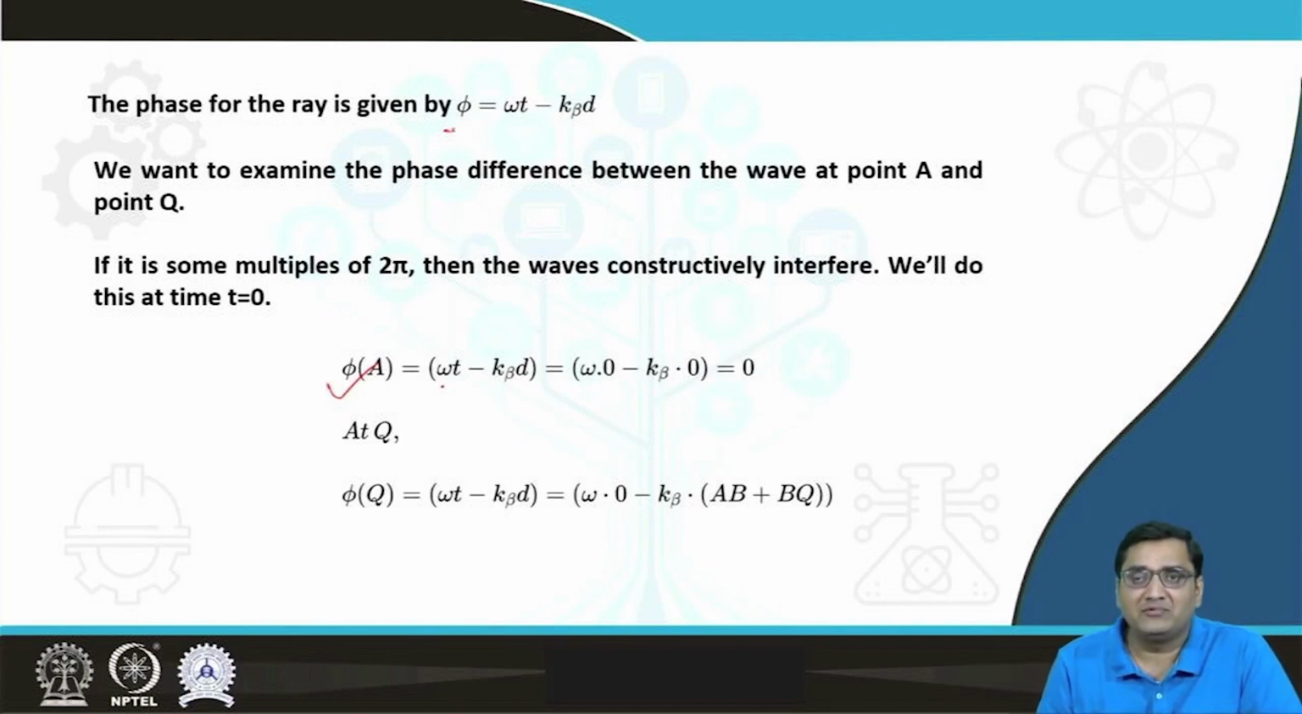Omega t minus k beta d. That will be equal to... omega t is 0 at A and t is also 0 at A, that means the phase at A will be 0. Now let's talk about point Q.